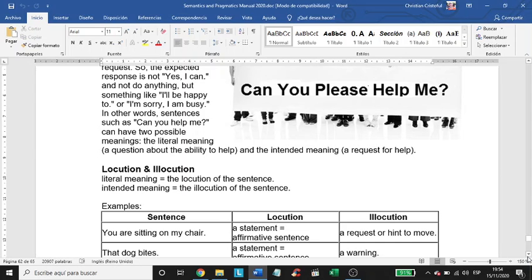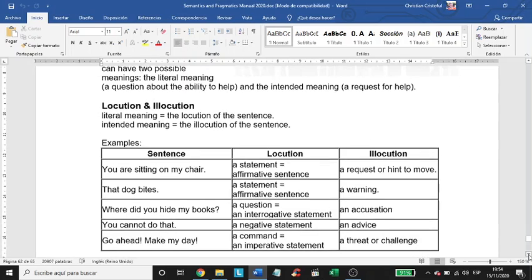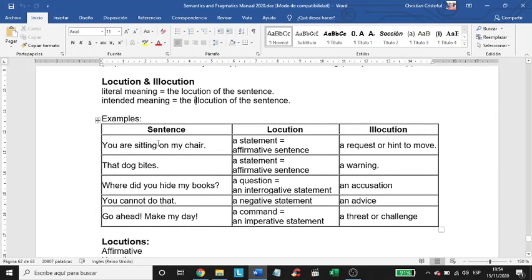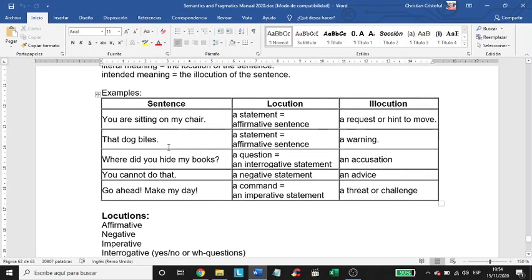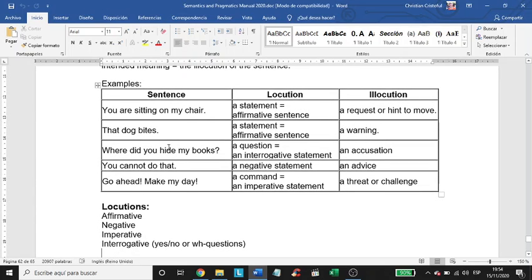So let's analyze this chart then. The sentence is "You are sitting on my chair." How many types of locution do we have? We have four: affirmative, negative, imperative, and interrogative. So super easy. This sentence, "You are sitting on my chair," is a statement. It's an affirmative sentence. But that is not a description of what is happening, but the intended meaning, the illocution, is actually a request or a hint to move.